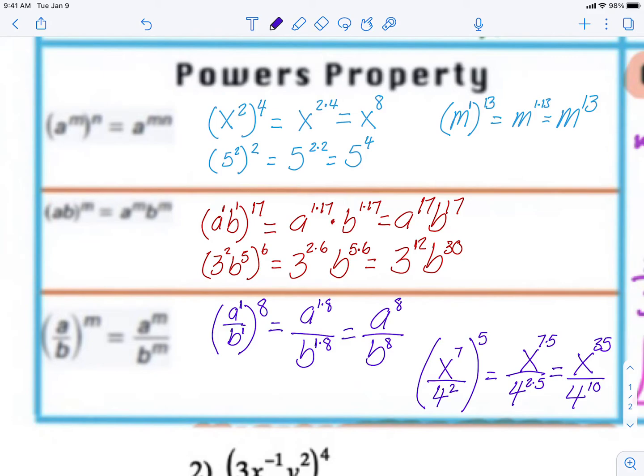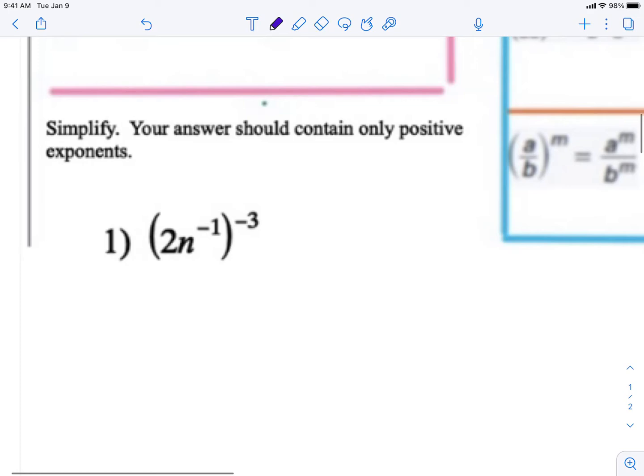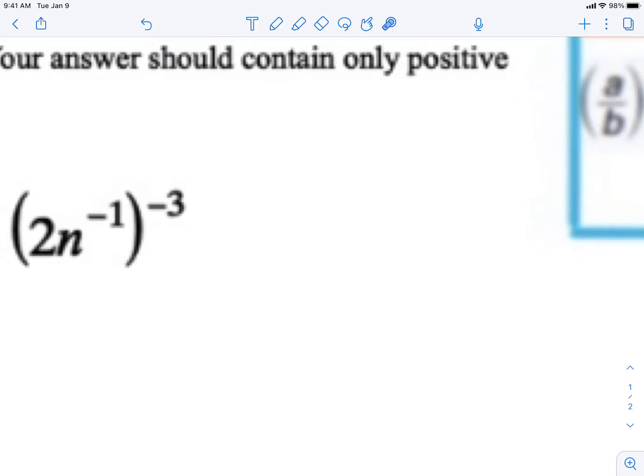So let's take a look at some examples. Let's knock it out. The first thing it says is simplify. Your answers should only contain positive exponents. So let's take a look here and see exactly what we have.